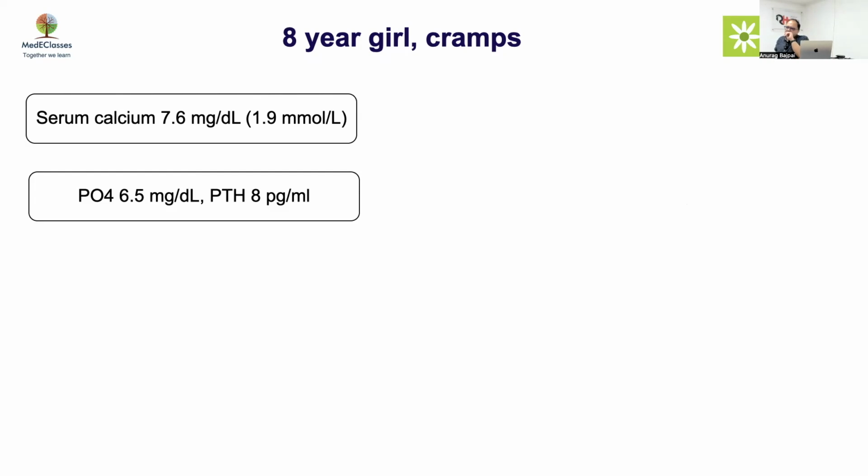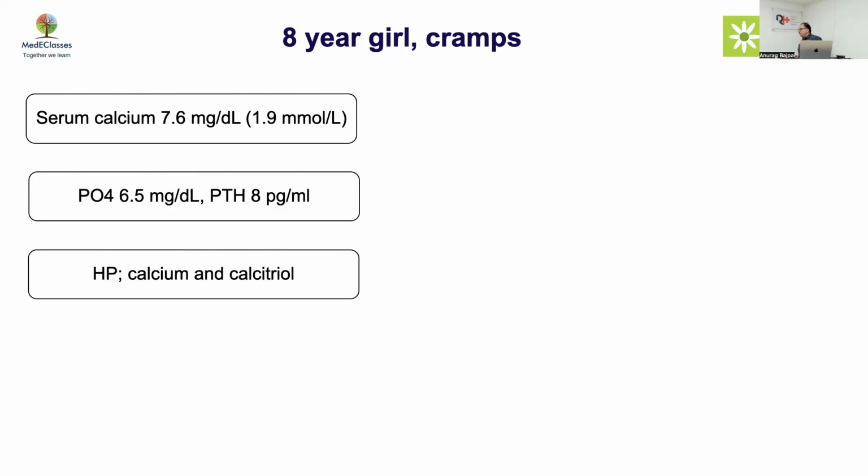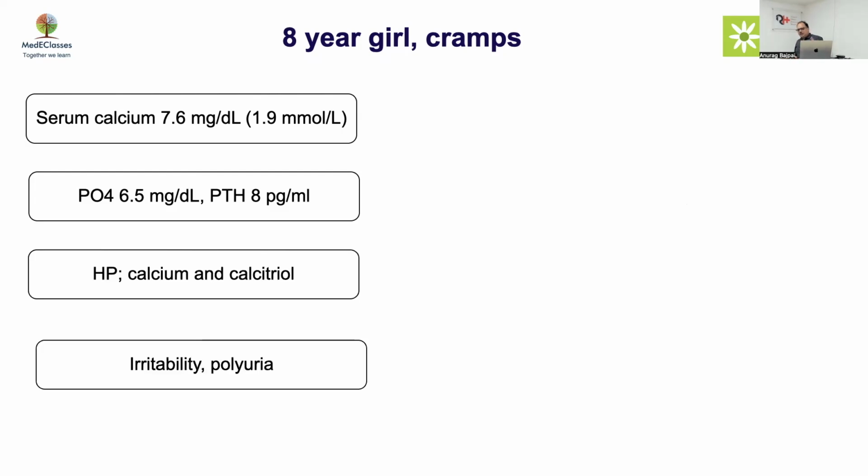So how will you treat this person? You will give them calcium and activated vitamin D. That is the standard treatment. Now, as soon as the treatment was started, the child developed irritability, polyuria, and dehydration. Polyuria, constipation, irritability, dehydration, they are markers of hypercalcemia or, more specifically, hypercalciuria.